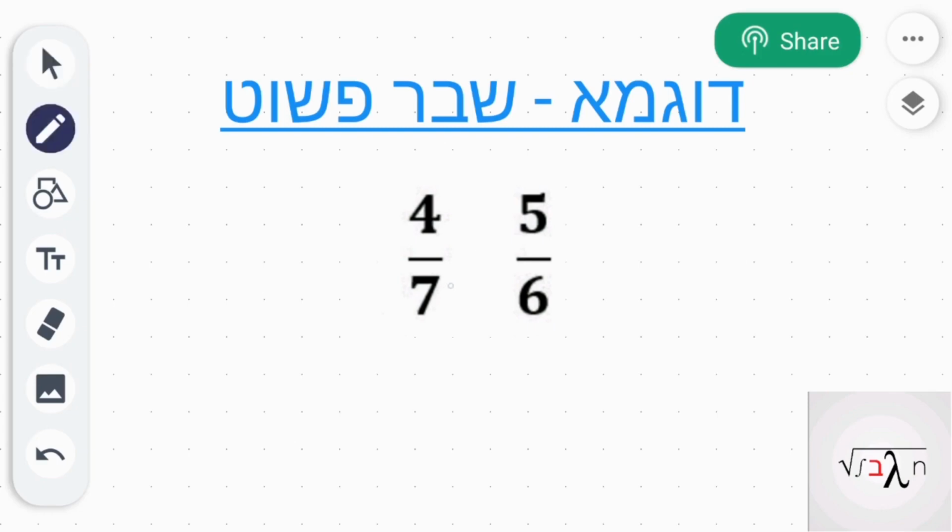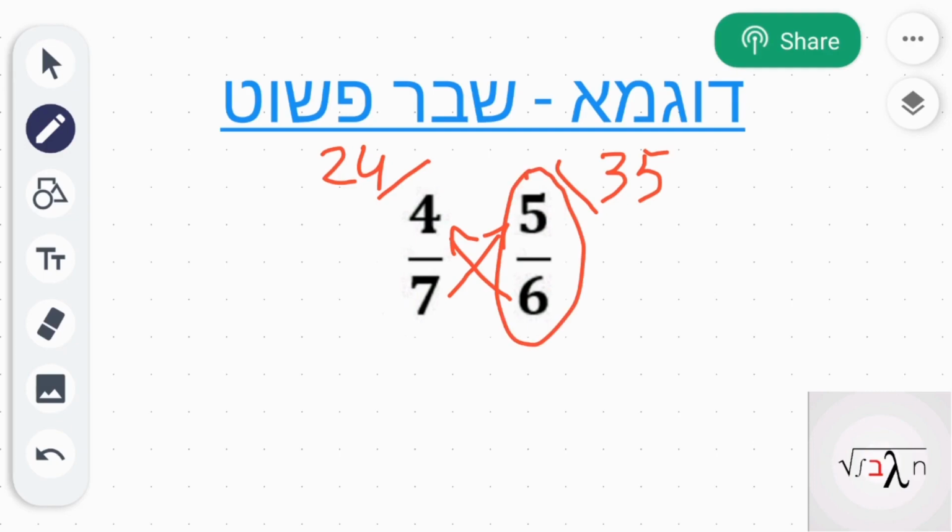We look at the numerator and the denominator diagonally. We'll do 7 against 5 and 6 against 4 with a multiplication operation. 7 times 5 equals 35. And on the other hand, 6 times 4 equals 24. Now what's left is to compare the two answers. 35 is for sure bigger than 24, therefore, the larger fraction is 5/6.